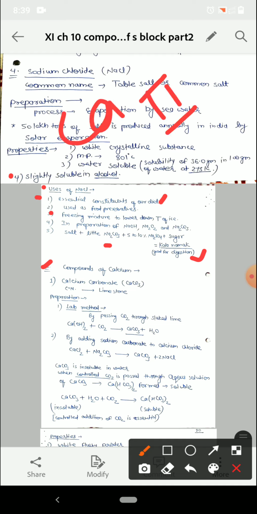Group 2. So now we are studying the compounds of group 2. First, very important, calcium carbonate, whose common name is limestone. Preparation, lab method. How do we make it in the lab method? We will first take Ca(OH)2, calcium hydroxide, plus CO2, so it will convert into CaCO3 plus water. So it is a basic preparation of calcium carbonate.